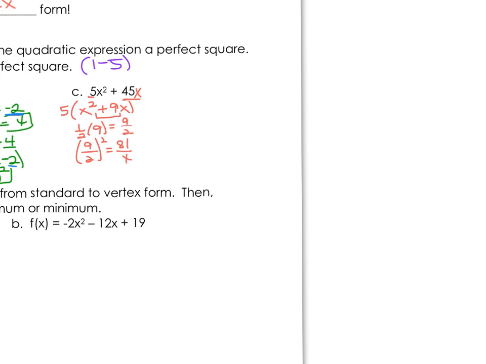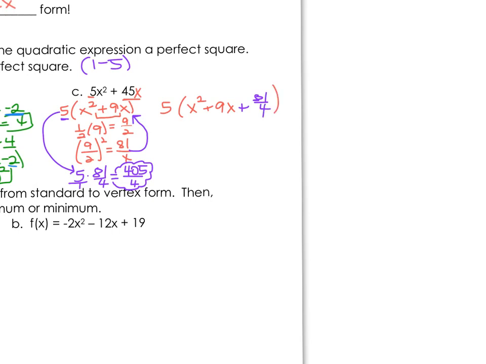Here's where it gets a little weird. 81 fourths isn't our c value. We have to actually take the 5 and multiply it by 81 fourths. So 5 times 81 fourths, I have to put 5 over 1 and literally multiply straight across. 5 times 81 is 405. Therefore, our c value that makes us a perfect square binomial is 405 fourths. However, we take the 81 fourths and add it to the inside. So watch how we finish this part of the problem. Still keep that 5 on the outside, and we have x squared plus 9x, and then we add 81 fourths.